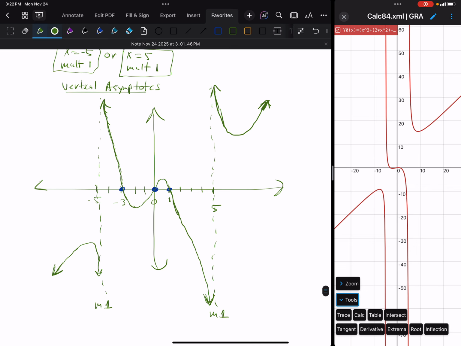All right. I hope that helps us as we do more of these sketching rational functions by hand and as we prepare for our final.